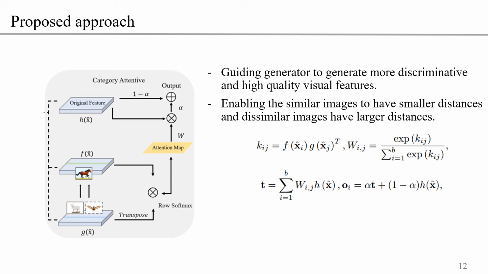So each row of W after softmax represents a mode of attention, and alpha is a parameter to control the influence of attention for final generated features, based on the consideration of generated features quality and interval stability. Then we can learn better features through attention, and it helps to refine the category features, enabling similar images to have smaller distance, and dissimilar images to have larger distance.